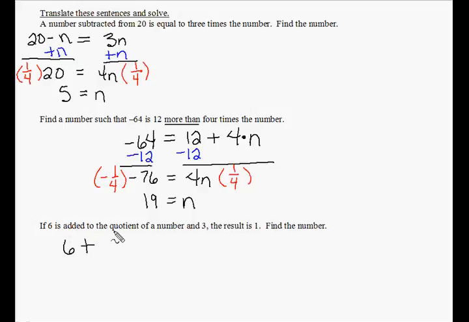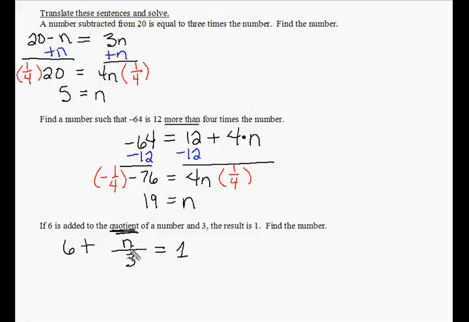The word quotient means to divide. We're going to write that as a fraction. A number came first, so we'll write n on top, and 3 we'll write on the bottom. The result is, now this is the equal sign, 1.